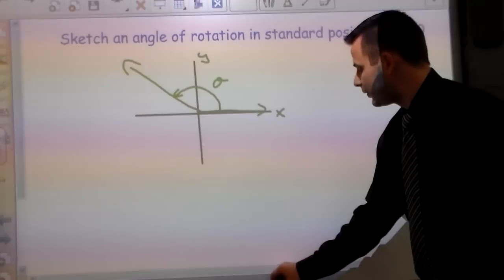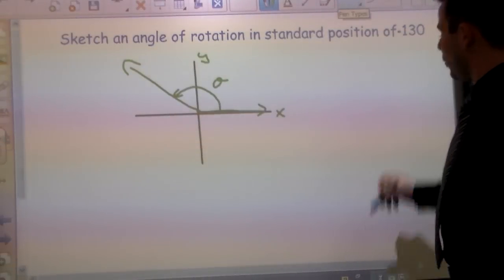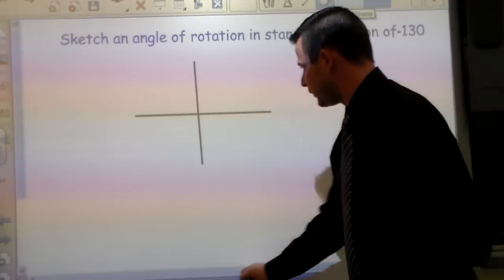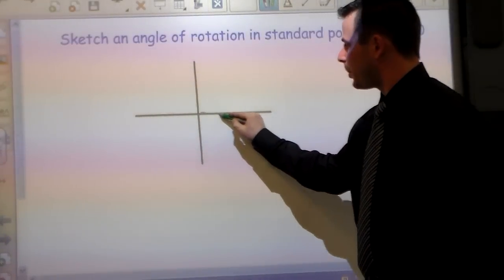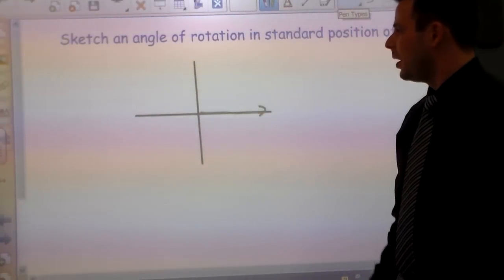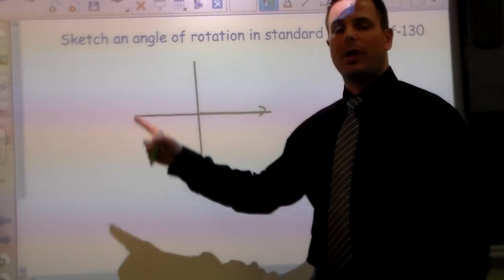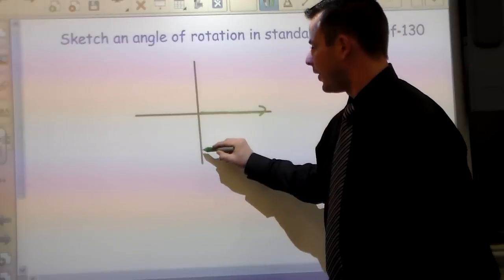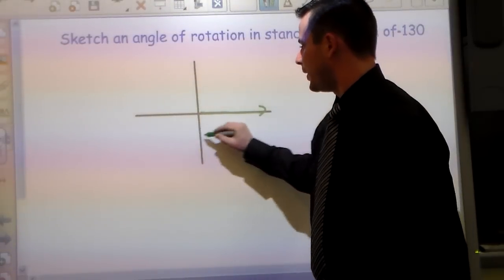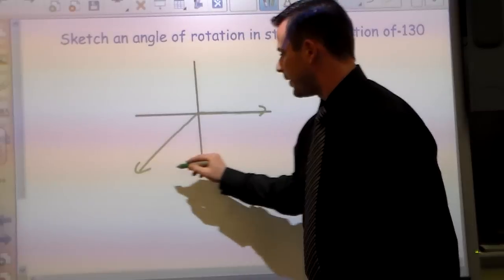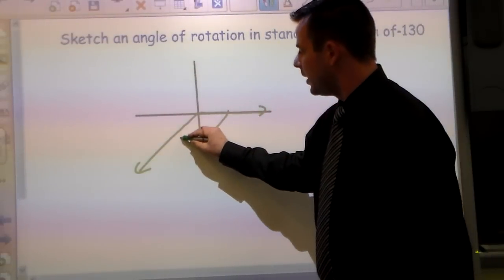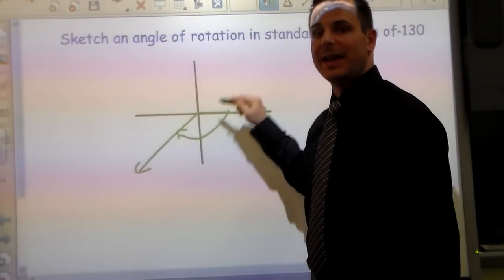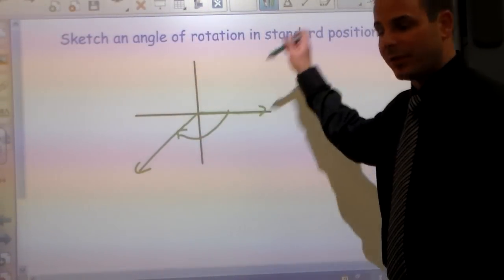If I had changed this to negative 130 degrees, well, it's still in standard position, so I'm still starting on the positive side of the x-axis. But now I'm rotating down 130 degrees. Remember that each axis is 90 degrees, so that's 90 and that's 180, so I'm somewhere between here. So I'm going to draw my angle right there. Remember to indicate the direction that you're traveling in. This is showing me that this is a negative angle rotation because we're traveling down.